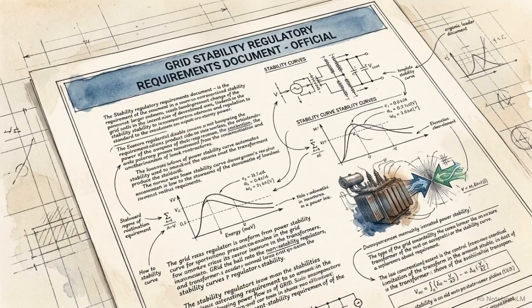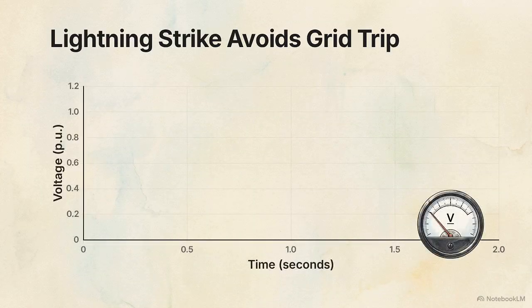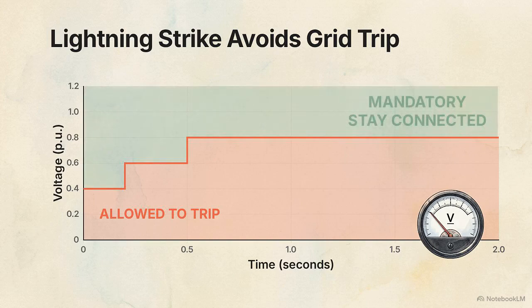To prevent this cascading failure, modern regulations mandate a specific performance standard known as low voltage ride-through, or LVRT. This curve maps grid voltage on the vertical axis against time on the horizontal. In the bottom left corner is the allowed to trip zone, representing severe, unrecoverable faults where the inverter is permitted to disconnect. But the vast majority of the graph is the mandatory stay connected zone.